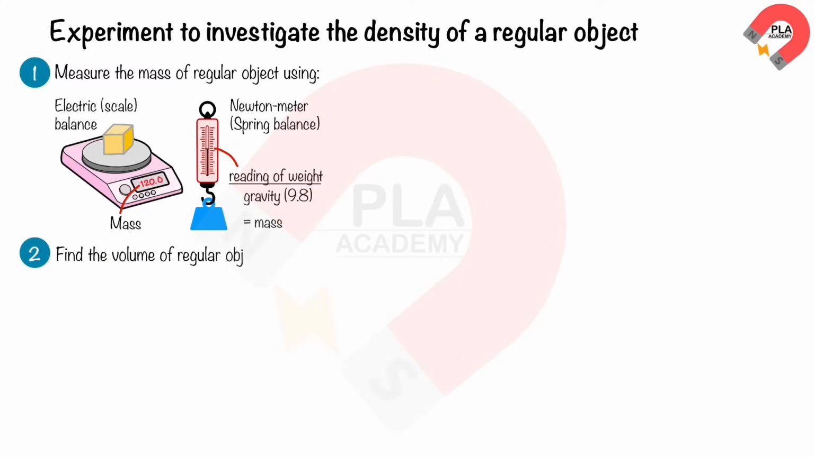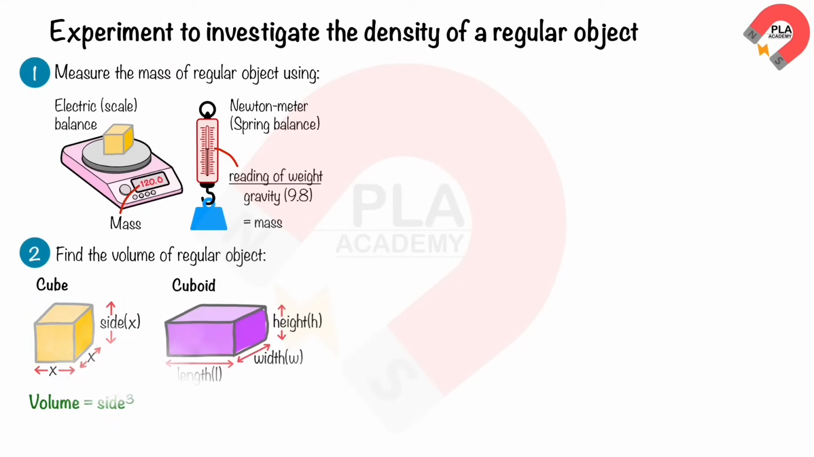2. Find the volume of a regular object by measuring its dimensions and calculating the volume using the formula. For example, a cube: measure the length of each side with a ruler. Calculate its volume using V equals side cubed. A cuboid: measure the length, width and height with a ruler. Calculate its volume using V equals length times width times height.